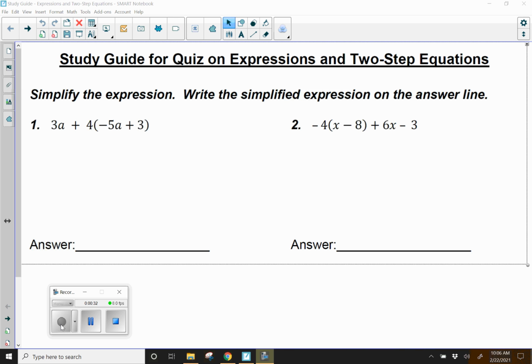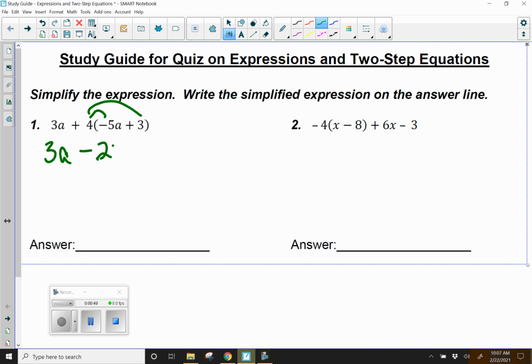Okay, so we're going to start with number 1. We were asked to simplify the expression, and we're going to start by distributing. So I'm going to distribute my positive 4. So 3a stays as is. 4 times a negative 5a gives us negative 20a, so I'm going to write that as minus 20a. And then 4 times a positive 3 gives us a positive 12.